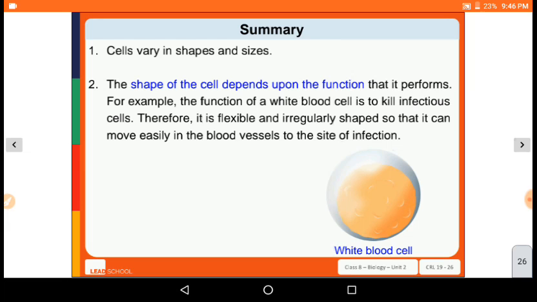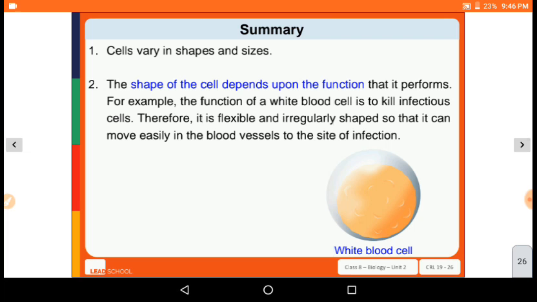So as a summary, you can read all these things. Cells vary in size and shape. The shape of cells depends upon the function that they perform. For example, the function of a white blood cell is to kill infectious cells. Therefore, it has a flexible and irregular shape so that it can move easily in the blood vessels to the site of the infection.